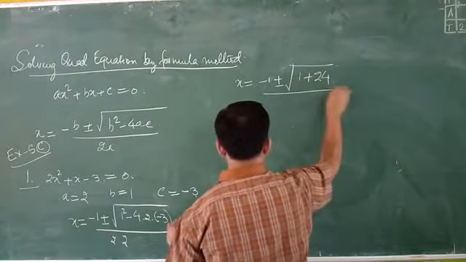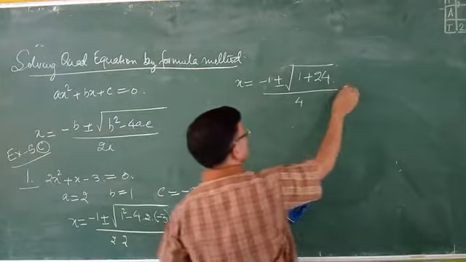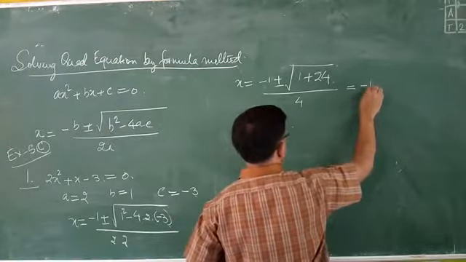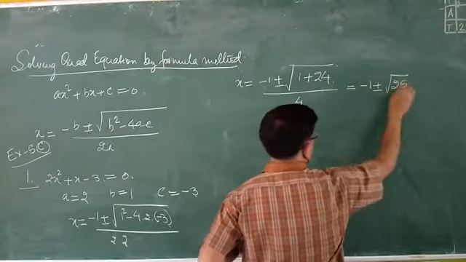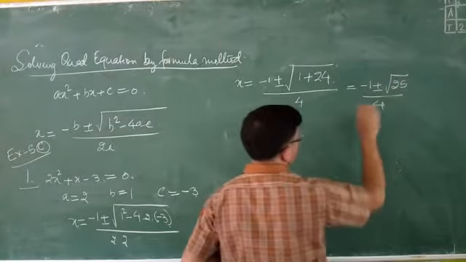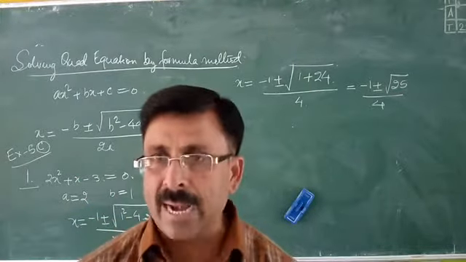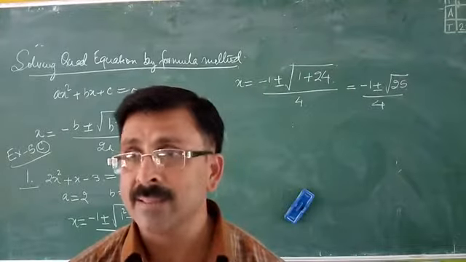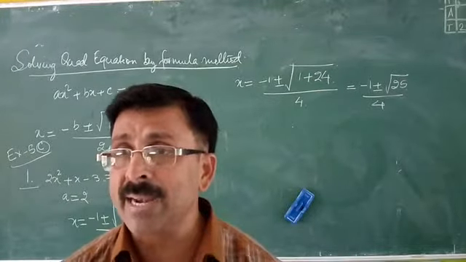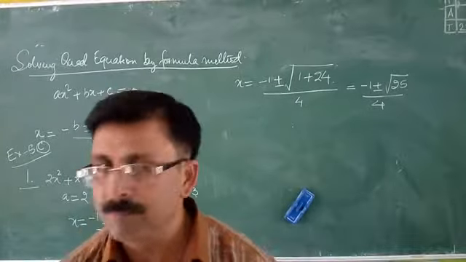And then divided by 2 to the 4. This is equal to minus 1 plus minus root over 25 divided by 4. We are so fortunate that in the radical part, the radicand is a square number. Nothing can be better than this, because if the radicand is a square number, it can come out in the form of a whole number.